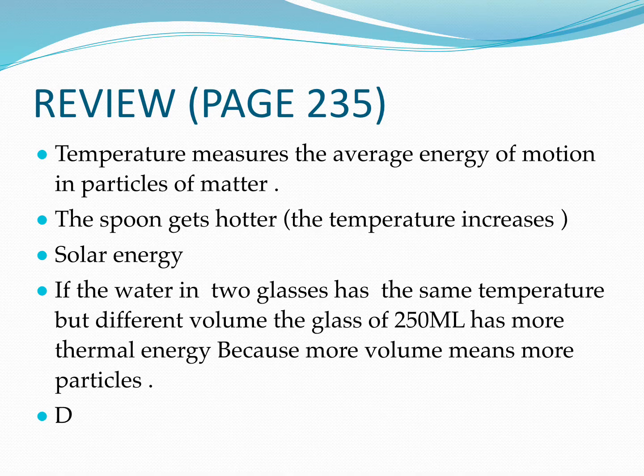Moving on to the test prep. The particles in 2 pieces of chocolate have the same average energy of motion, which means the same temperature. One piece has more mass than the other. Which piece is at higher temperature? A, the piece with more mass. B, the piece with less mass. C, the piece with more thermal energy. D, they are the same temperature. They are the same temperature because mass doesn't affect the temperature.